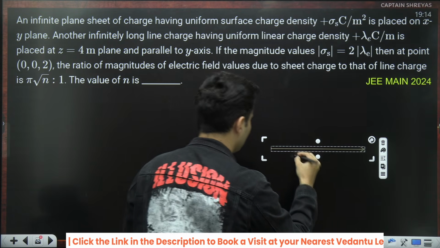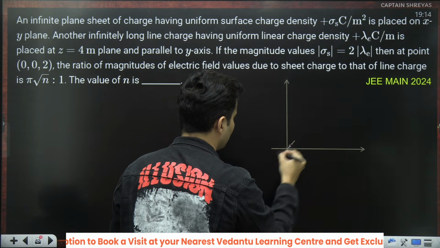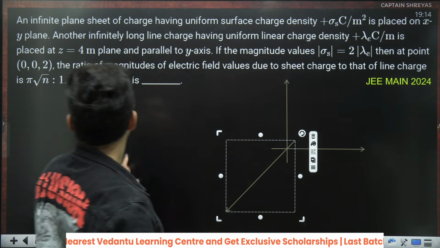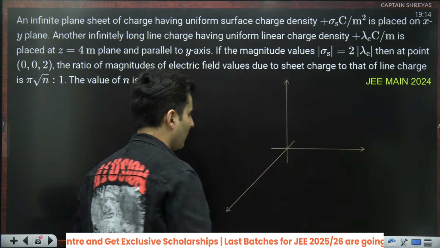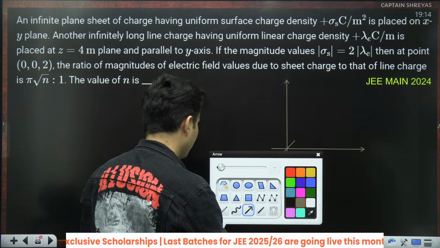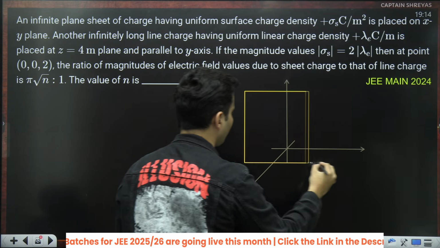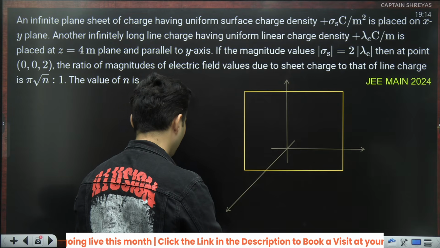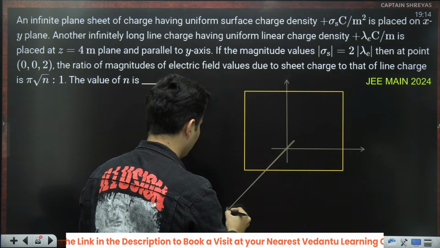This is our x-axis. This is our y-axis, and this is our z-axis. Okay, something like this. The sheet is placed on the xy plane. So our sheet is basically the XY plane. Keep that in mind.